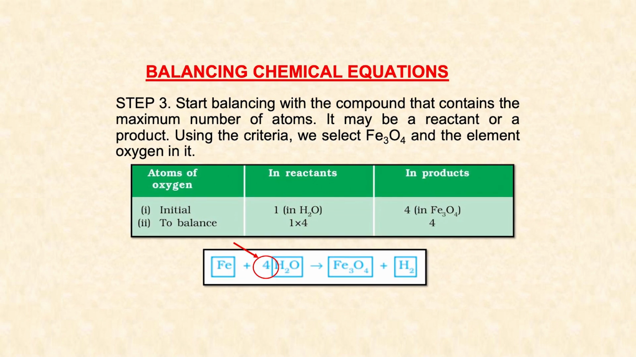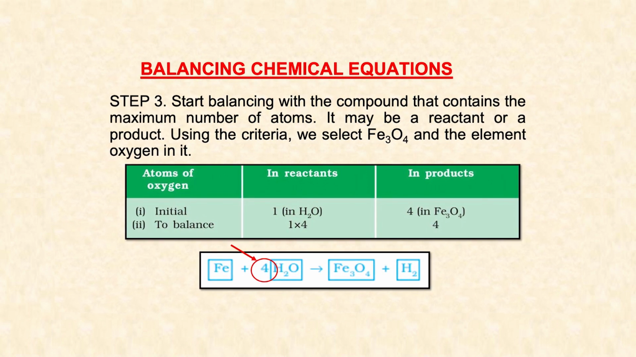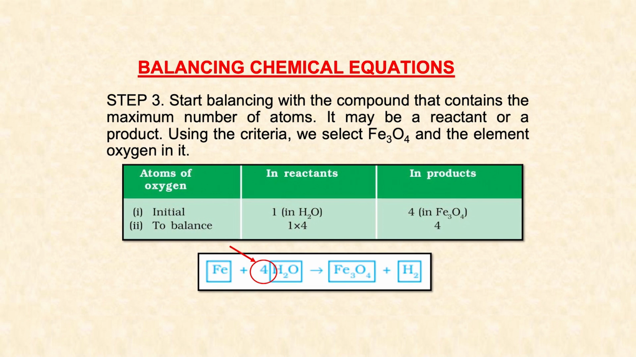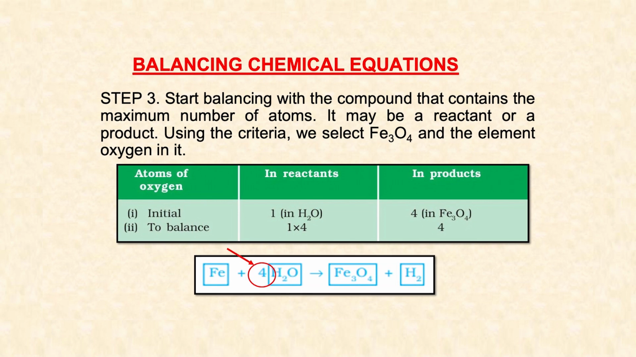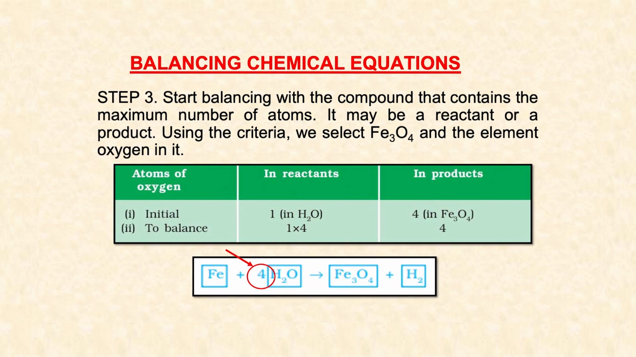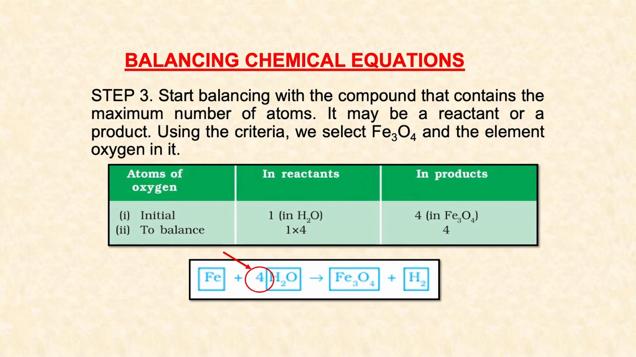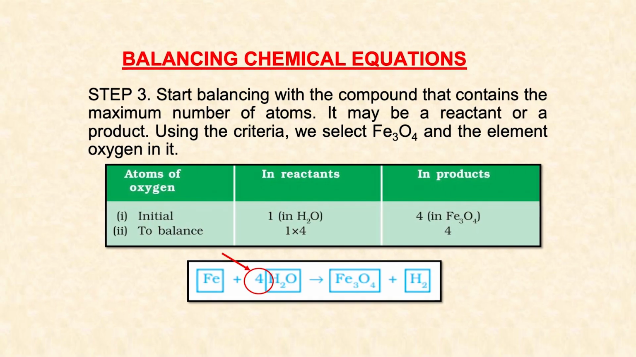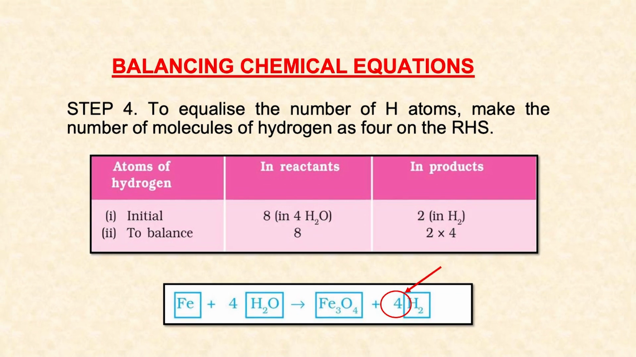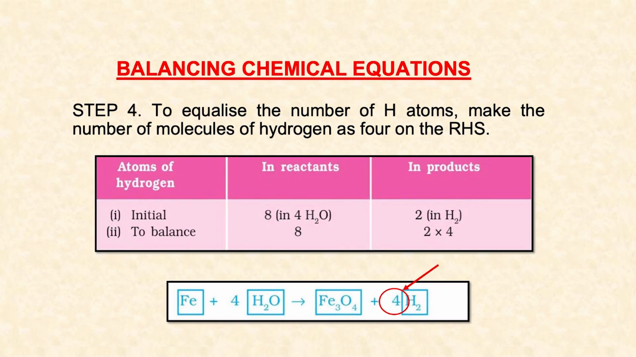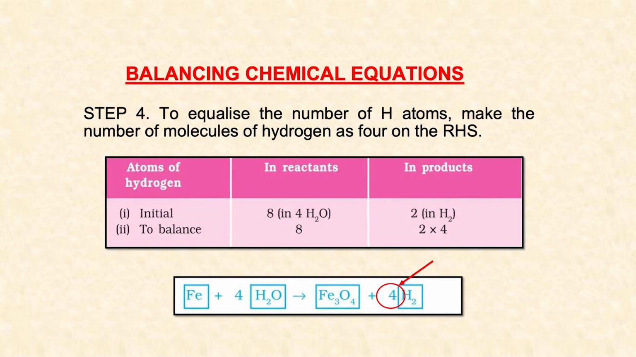Using the criteria, we select Fe3O4 and the element oxygen in it. Right hand side has 4 atoms of oxygen, whereas left hand side has only 1 atom in H2O. So, we multiply H2O by 4 or add 4 as a suffix to H2O. Now, the number of hydrogen atoms on left hand side becomes 8 after adding 4 as a suffix to H2O while balancing the oxygen atom.